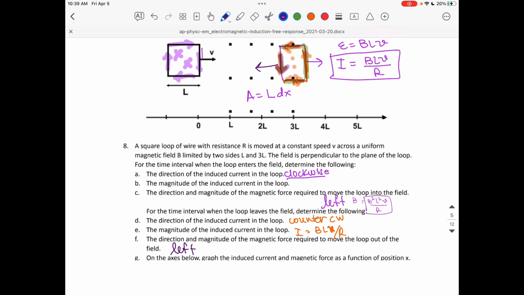It's going to be again to the left, and the magnitude is going to be the same because it's again ILB. Again, we established the current is the same, the length is the same, that's the length of the wire, and the magnetic field is the same. So it's going to be exactly what we got in part C.